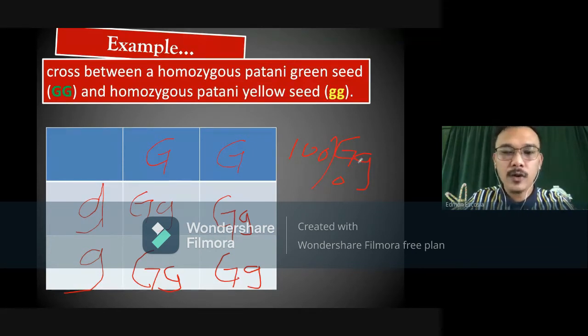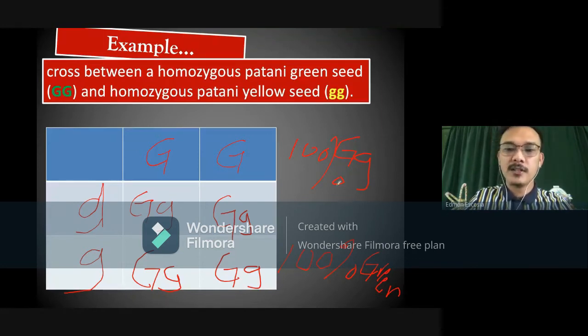This is just for the genotype. Now, for the phenotype, we are simply going to translate this into observable trait. And we do that by just simply using the same percentage, since it's the same, it's still 100%. 100% what? Is it green or is it yellow? Again, this is Mendelian, so there must be a dominant trait. So all of the offspring will result in 100% green seeds.